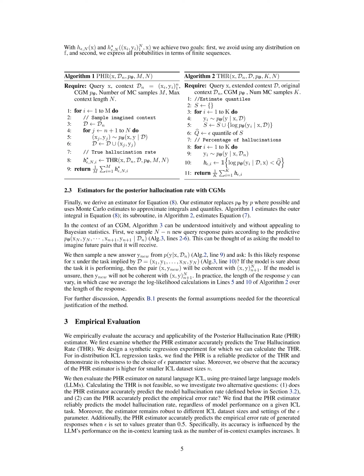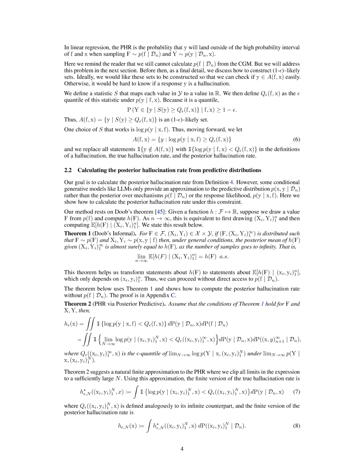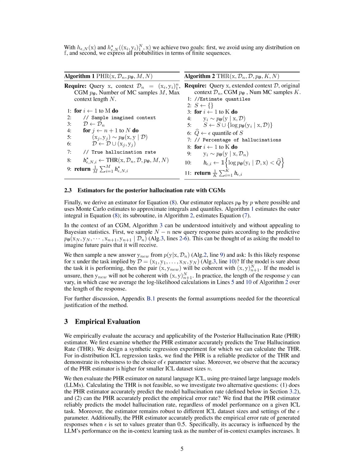The PHR is defined as the probability that a response will fall outside the high probability interval of the true mechanism and query. It is calculated using Doob's theorem to transform statements about the predictive distribution into statements about the dataset. 5. Estimators for PHR.